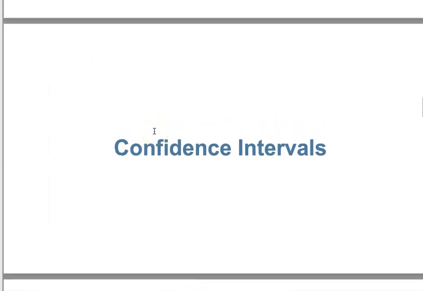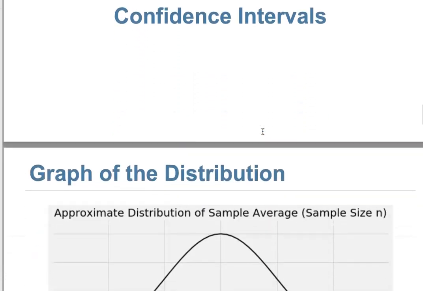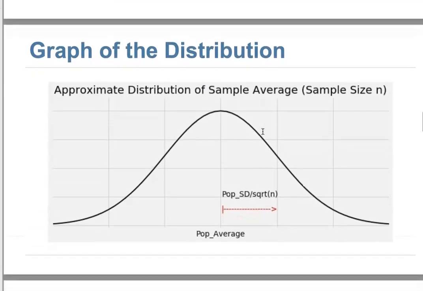For today's lecture, we apply the central limit theorem to estimate the population mean. We will apply the same idea to the confidence interval. Instead of giving one estimate for the population mean, we will give an interval for the population mean. So what does that mean? Let's see our graphic of the distribution.